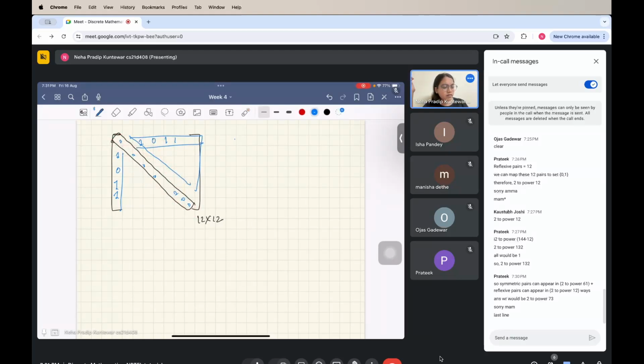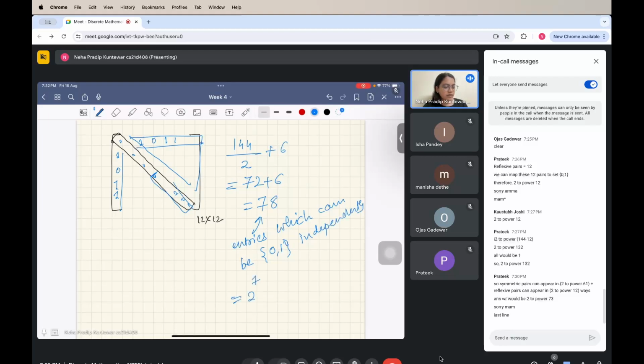So that would be 144 divided by 2 plus the 6 entries from here. You can count it whichever way is convenient for you, but you would end up getting 72 plus 6, which is 78. So you have 78 entries which can be chosen 0 or 1 independently. So that gives you 2 to the 78, which is your option C. So is this fine with everyone? Manisha?